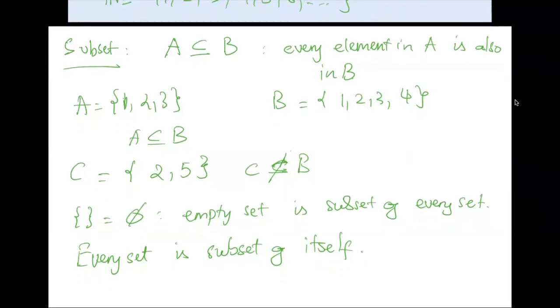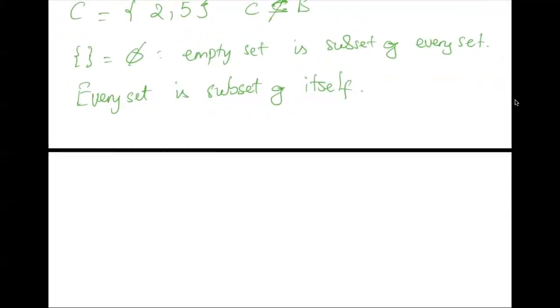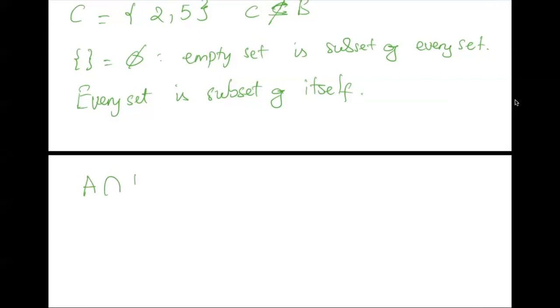Okay, next one, I will briefly talk about the set operators. This is the intersection operator, and this will result in a set that contains elements in both A and B.